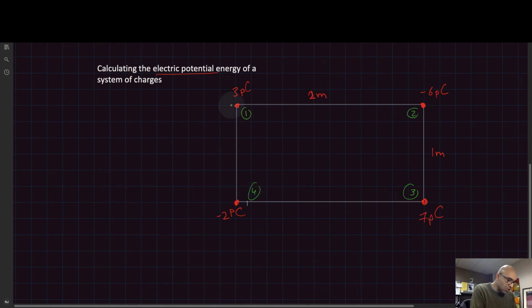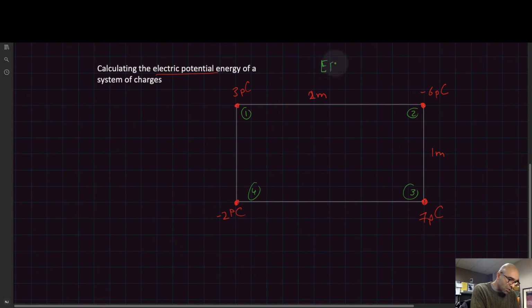So basically, charge number 1 with charge number 2, that's one term in this process. Charge number 1 with charge number 3, that's another term. Charge number 1 with charge number 4, that's another term. And we do the next 4 permutations. But before that, let's write down the general equation.